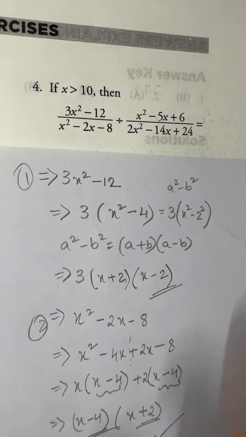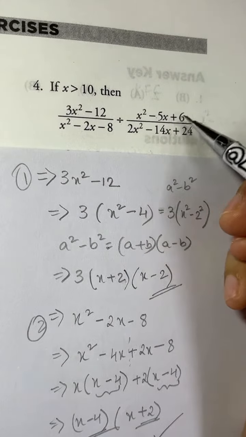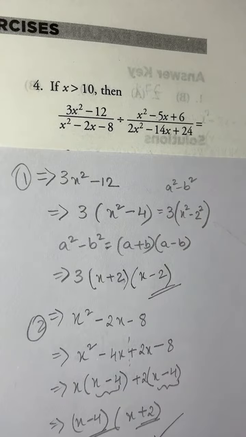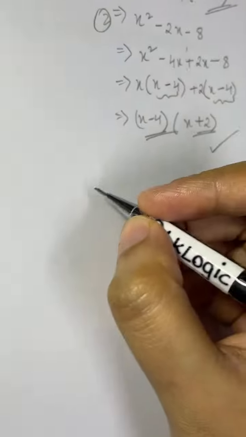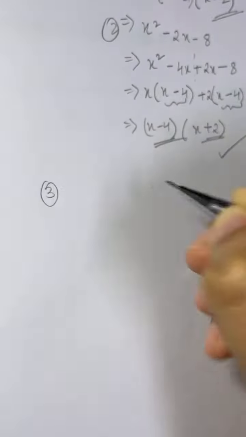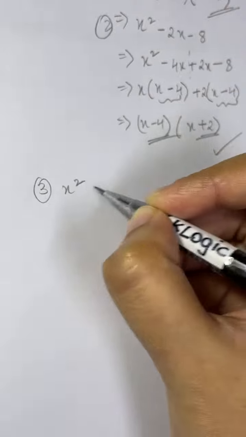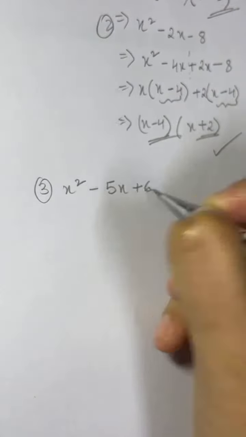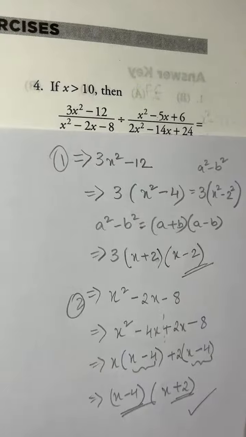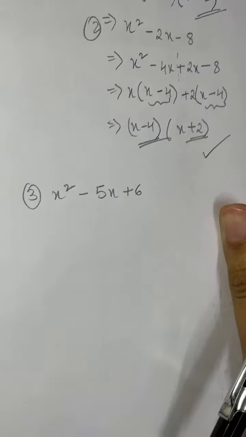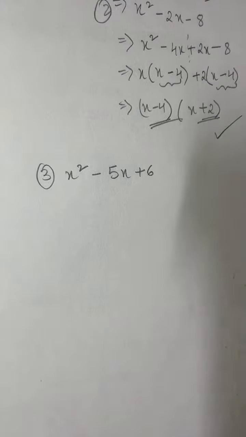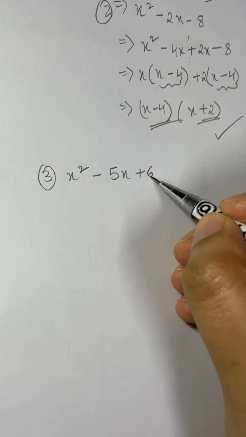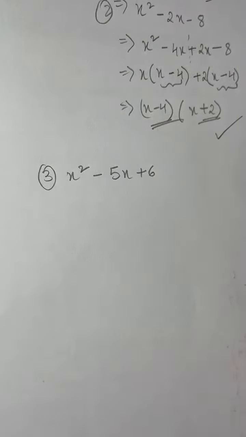What's the third one? X squared minus 5x plus 6. Let's find it out for that. So the third one is x squared minus 5x plus 6. How can we factorize this? X squared minus 5x plus 6. Again, we can use product sum rule. Your product should be 6 and your sum should be negative 5.